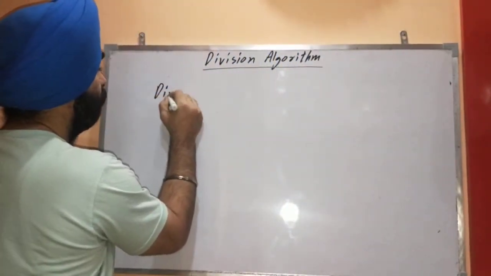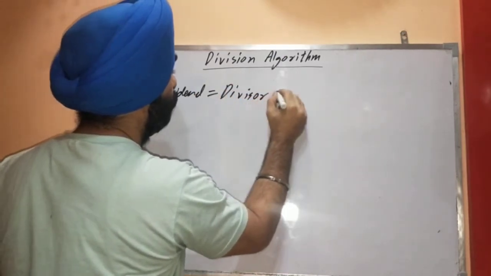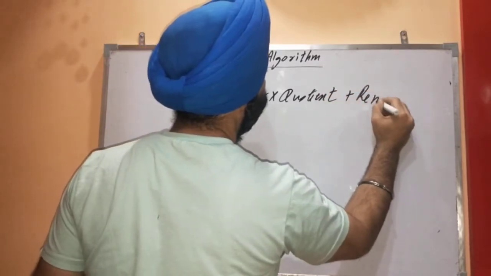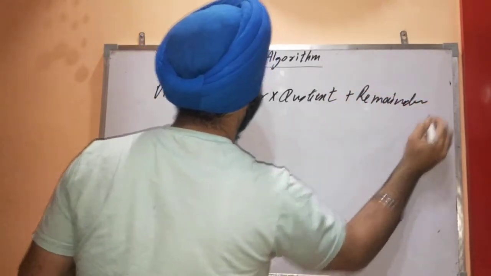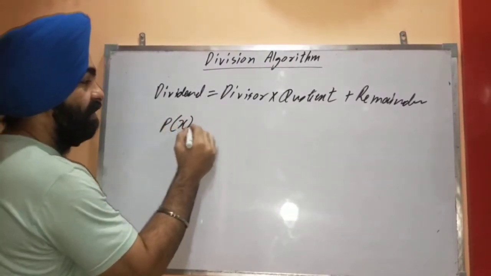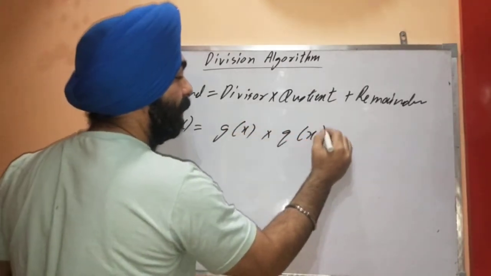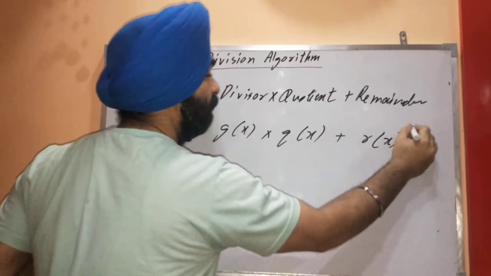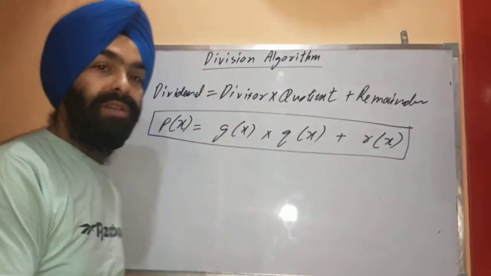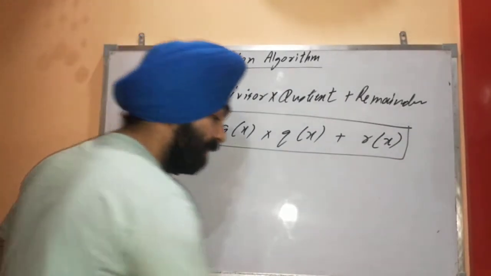We know that dividend is equal to divisor into quotient plus remainder. Now in this chapter we will assume dividend as P(x), the divisor as G(x), quotient as Q(x), and remainder as R(x). Right? So this relation is called division algorithm. Now we will verify this relation using an illustration. So let us start.